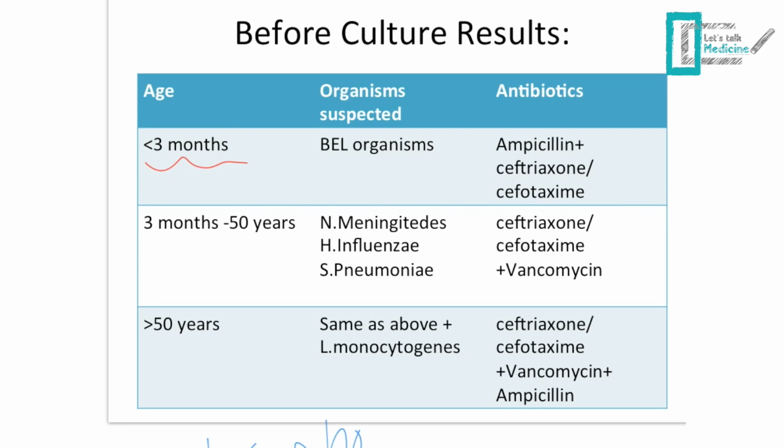So what organism do you suspect? We usually suspect the organisms which can cause sepsis: the group B streptococcal infection, the E. coli, and the Listeria monocytogenes. So you start with ceftriaxone or cefotaxime, our general rule, and ampicillin to cover the Listeria monocytogenes, okay? What to use, ceftriaxone or cefotaxime?